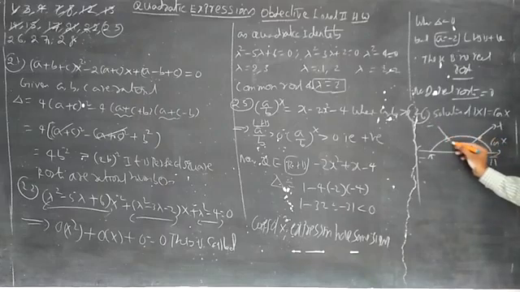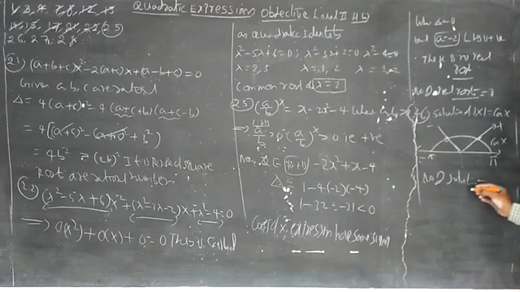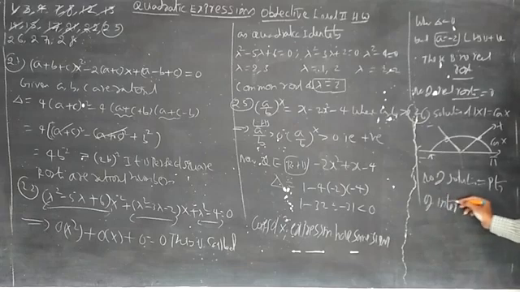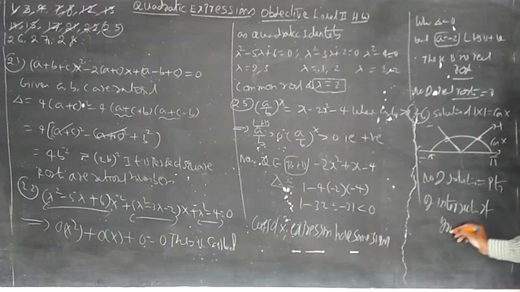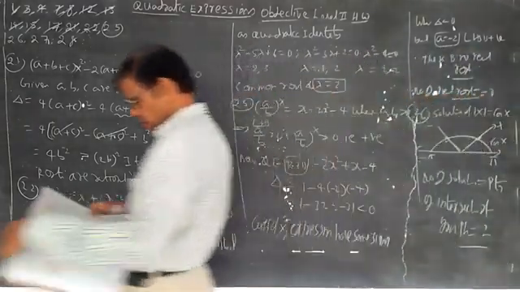The points of intersection of the two graphs are called solutions. Number of solutions equals the number of points of intersection of the graphs. That is equal to 2. 26th question, answer 2.